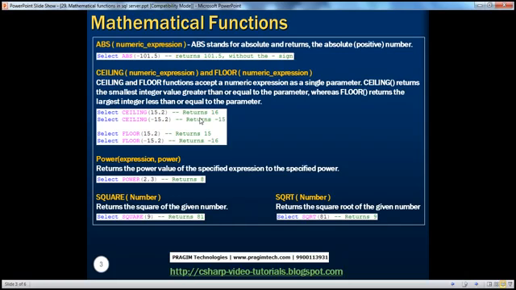Ceiling is on the top and roof is on the floor. Maybe those are the reasons why ceiling returns the highest number and floor returns the lowest number. So if you look at this, floor of 15.2 returns 15.